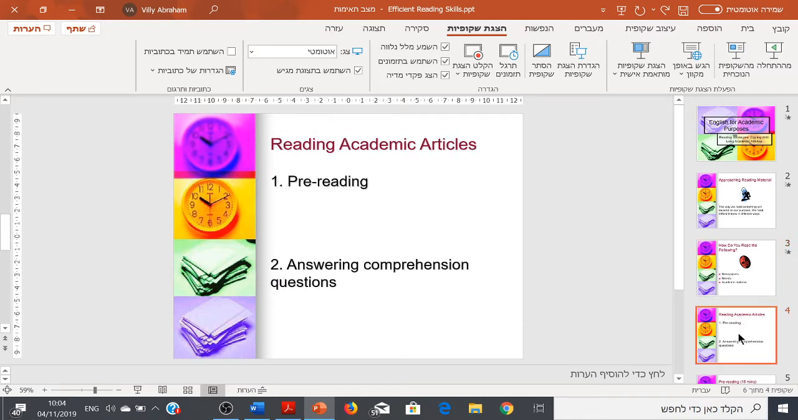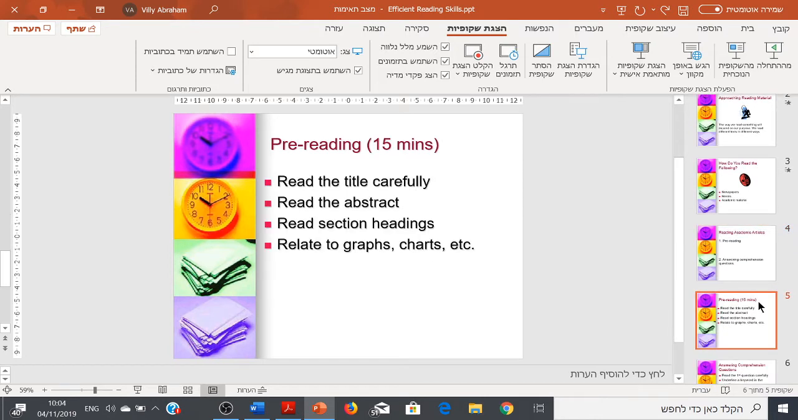So, how do you read academic articles? Well, the approach is the following. First, you pre-read. After pre-reading and getting a general idea about the text, then you go and answer comprehension questions, whether it's for a homework assignment or an unseen. So, let's start with pre-reading. So, what is pre-reading?